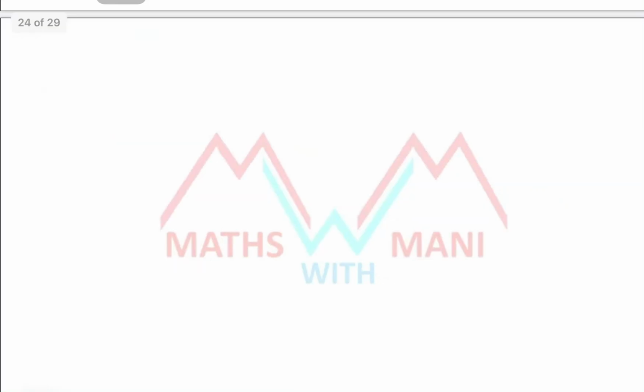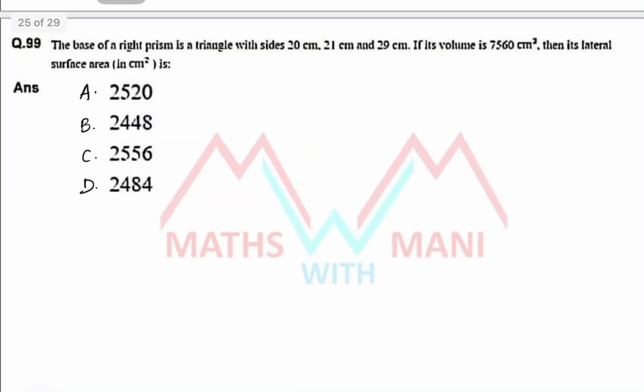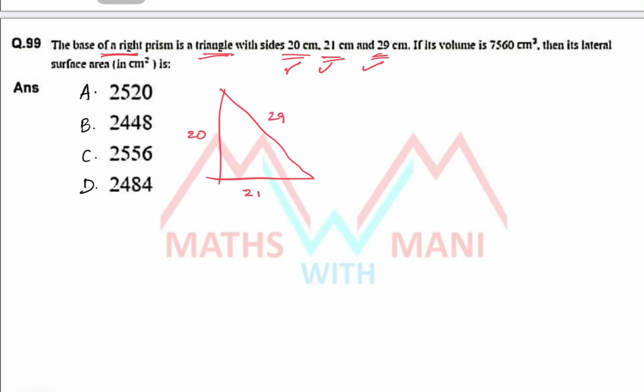Okay, next 99. The base of a right prism is a triangle with sides 20, 21, 29. 20, 21, 29 forms what? Right angle triangle. Next, if its volume is 7560, then its lateral surface area. What is the formula for the volume of the prism? Volume of the prism equals base area into height. So from this I can find out the height. Because I know the volume, I can find out the base area, that is the area of the triangle, into height. Height I can find out from here.